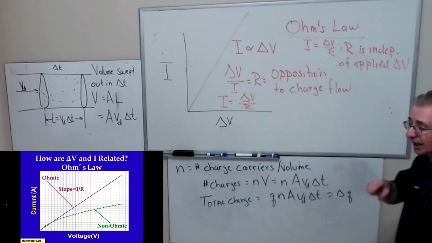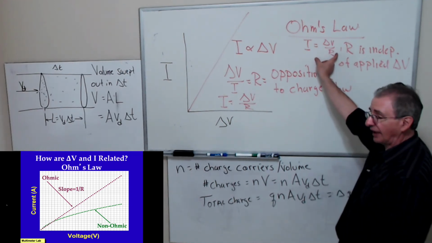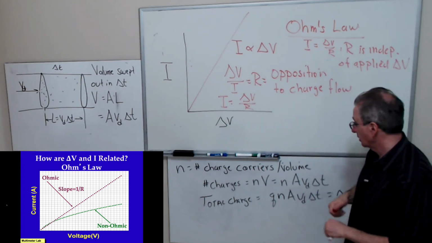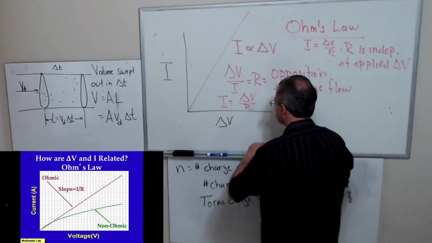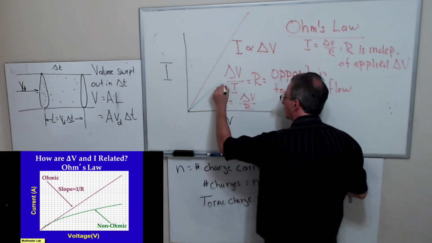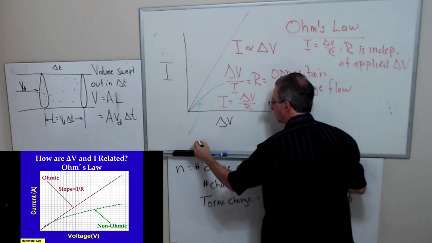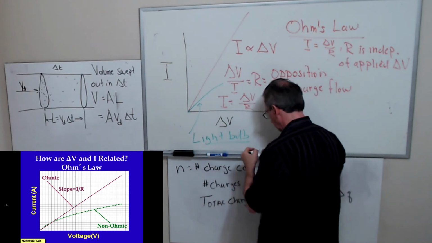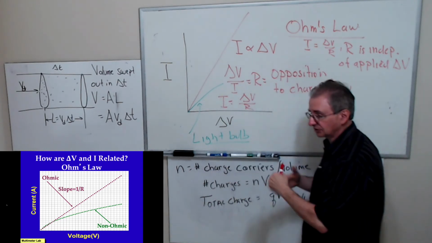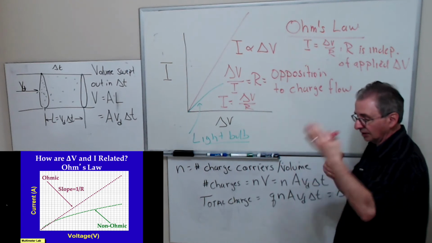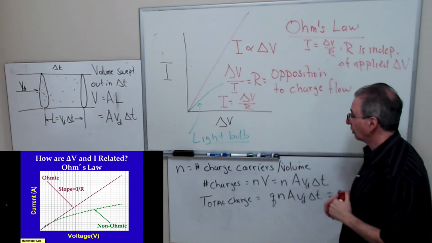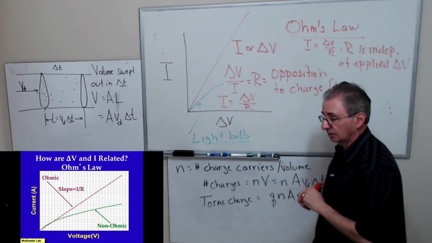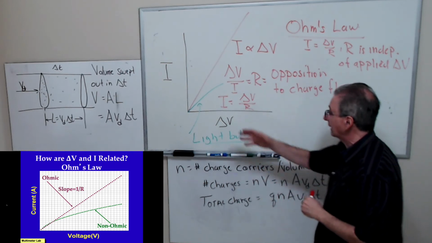If the material does not obey Ohm's law, this equation is still valid, but you're not going to get a straight line. You'll get something like this. And an example of this is a light bulb. And what happens in a light bulb is the light bulb gets hot and its electrical properties change as the material gets hotter. And so, although you can define a resistance for a light bulb, you're not going to get a straight line.